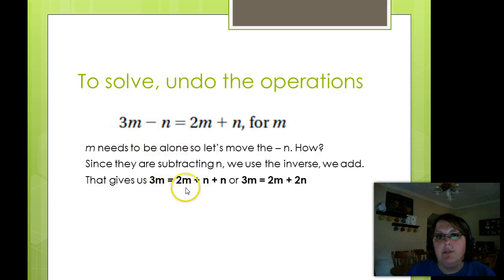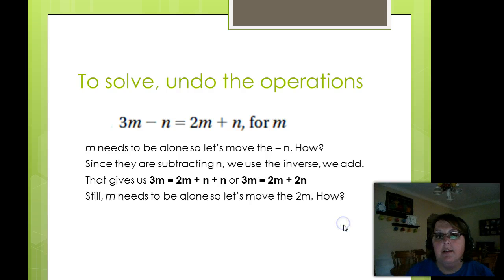So 3m equals 2m plus n, and here's the n that we just added, because remember, whatever you do to one side, you have to do to the other. And if we combine these n's together, we get 3m equals 2m plus 2n. So m still is in two different places and it's not alone. So let's move this 2m.